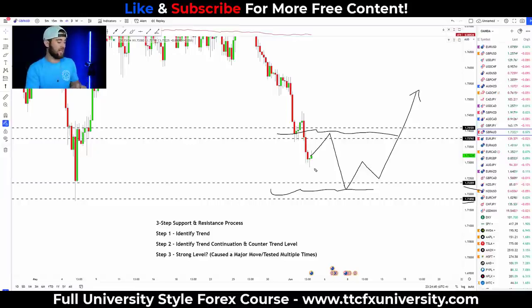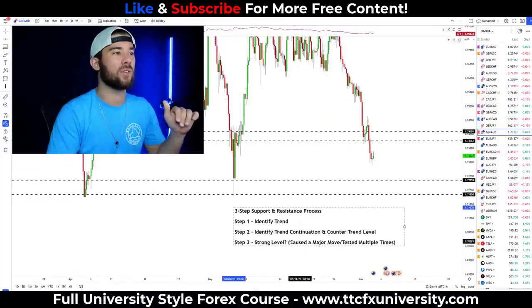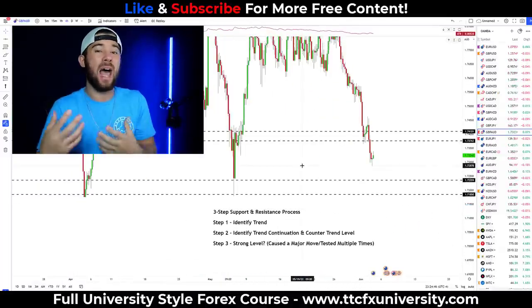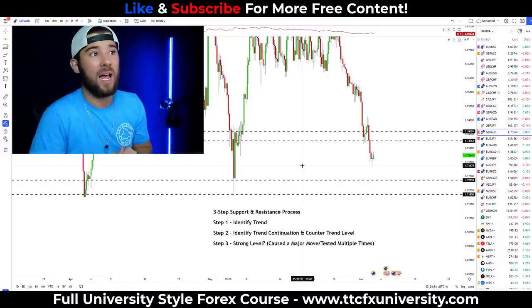Again, we'll be talking about that in just a second when we go over full strategies, but this is the three-step process that I use to identify trend continuation and counter trend levels of structure that have provided me with some of the most accurate and profitable trading opportunities I have ever had.